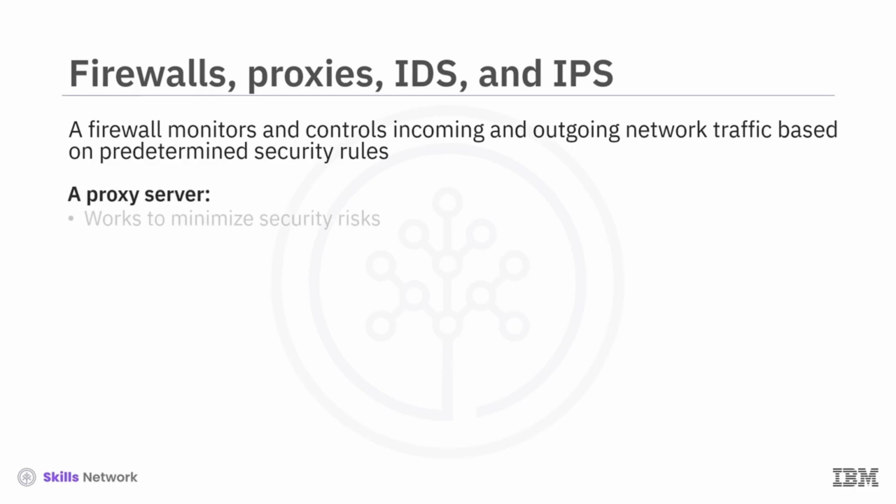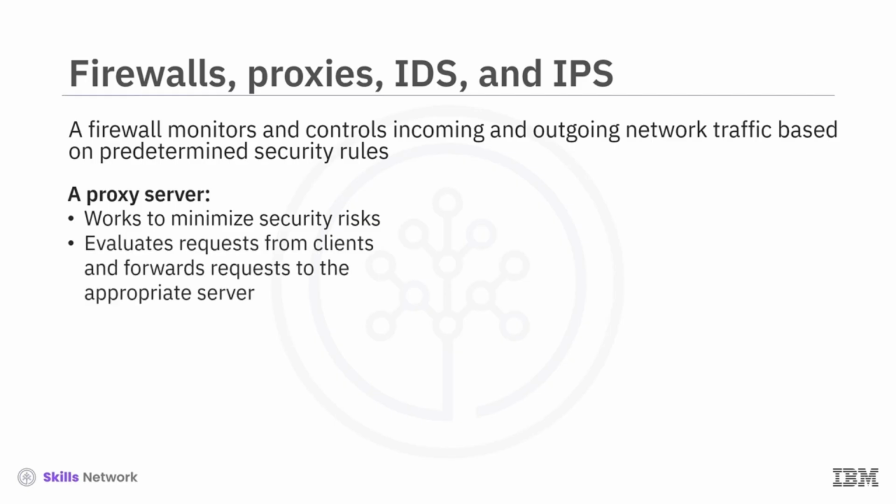A proxy server acts as an intermediary between a LAN and the Internet to minimize security risks. The proxy server evaluates requests from clients and forwards them to the appropriate server if those requests meet preset security requirements. Proxy servers hide an IP address. If an IP address is hidden, it cannot be tracked. Proxy servers save bandwidth. For example, a proxy server will download files or updates for the first user, then keep them stored for any future users who need them.